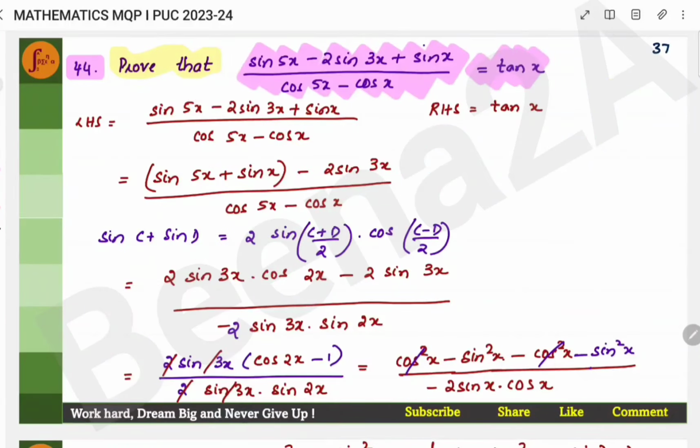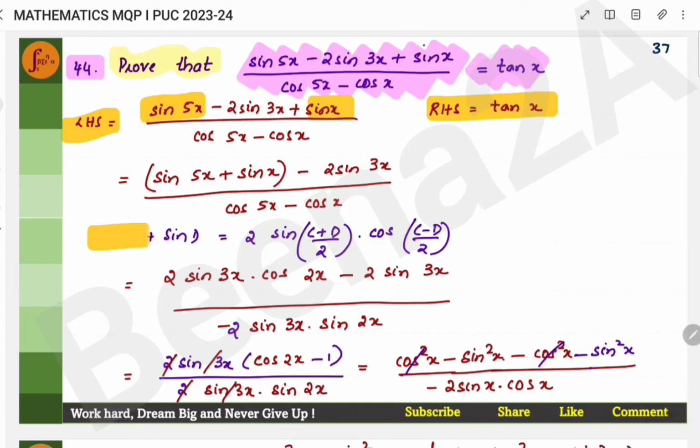Now let's look at this next problem. Prove that this particular expression is equal to tan x. So we'll take LHS first. Let's take that this entire thing is LHS and tan x is RHS. So we will club the sine 5x with sine x, and then leave out the sine 3x separately.